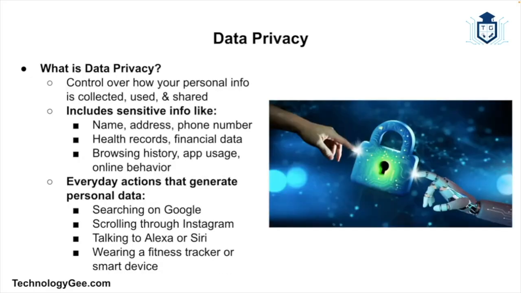All right, so exactly what is data privacy? Well, data privacy is the concept of keeping personal information like your name, address, health records, or even your online behavior safe, secure, and under your control. So every time you search Google, scroll Instagram, ask Alexa a question, or use a fitness tracker, you're generating data, and that data can be incredibly sensitive. So the question is, who owns that data and what can they do with it?